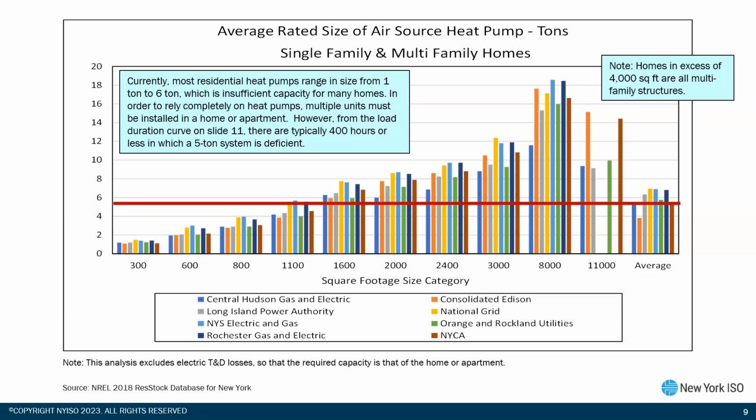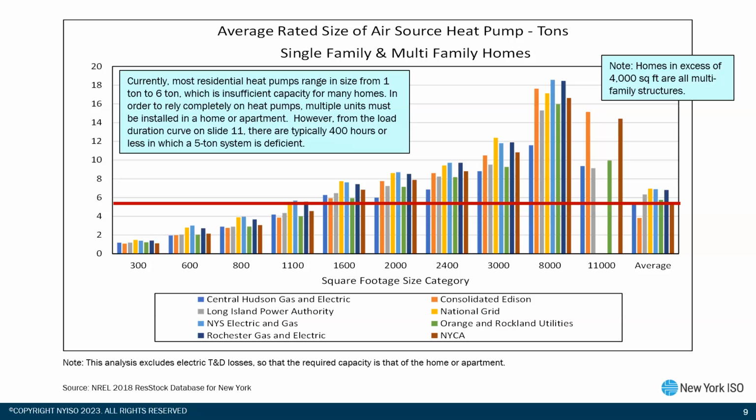Now you can get much larger sizes for rooftop units used in the commercial sector, but what's available in the residential sector is basically 5 tons. And this red line shows, of all the roughly 7 million homes in New York, how many of them fall above and how many of them fall below the 5-ton capacity.